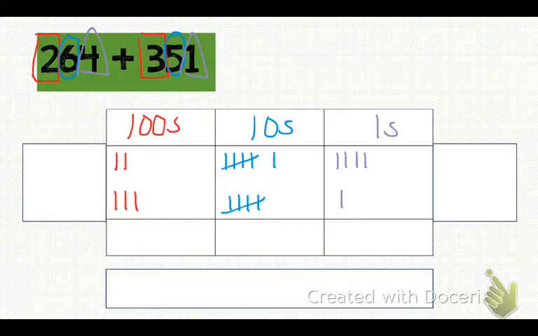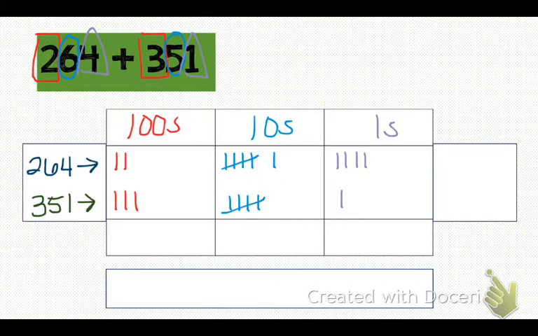So what I did was I represented each number in the problem by using tally marks in a table. So all of these numbers on the top represent 264. And then all of the numbers that are on the bottom represent 351.